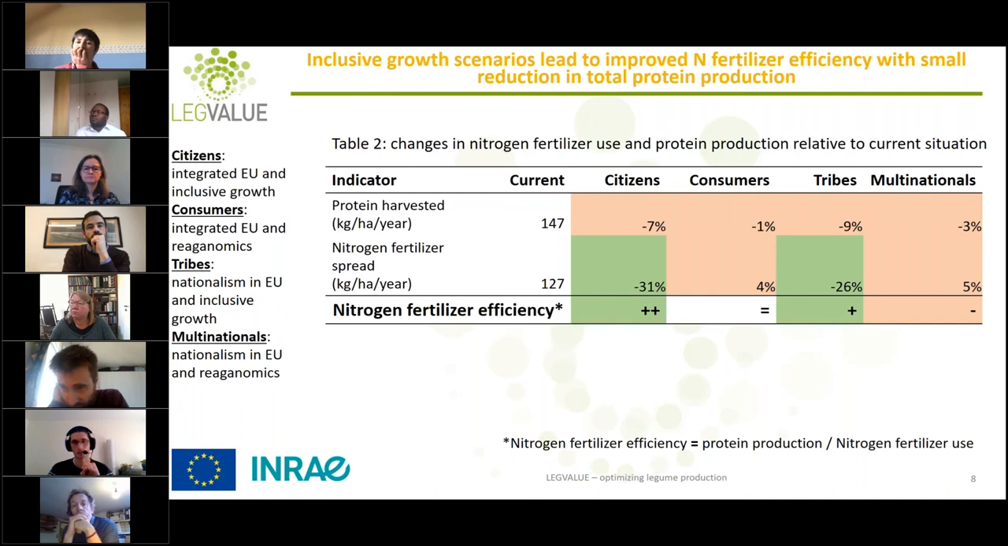However, what changes a lot is the amount of nitrogen fertilizer used to make this protein. And here we had up to a minus 31% reduction of nitrogen fertilizer spread. So inclusive growth context, so here citizens and tribes, are much more efficient when it comes to creating protein for the future.